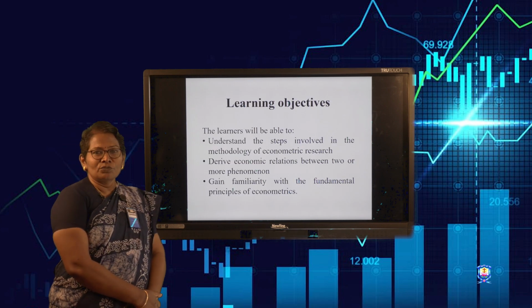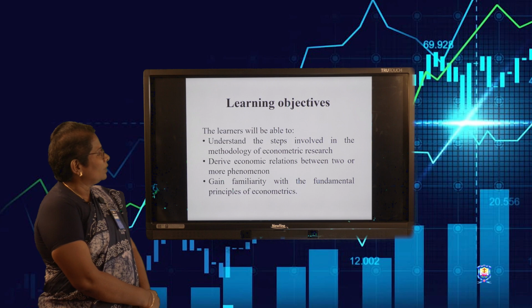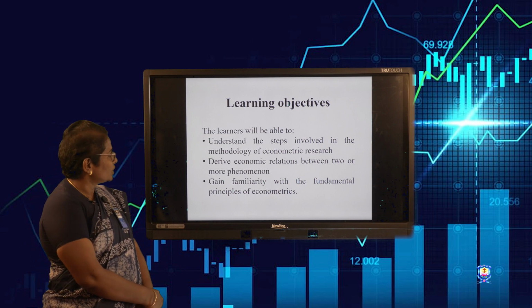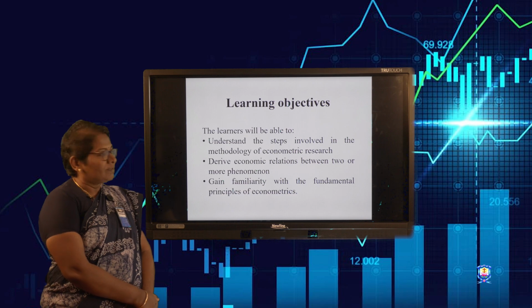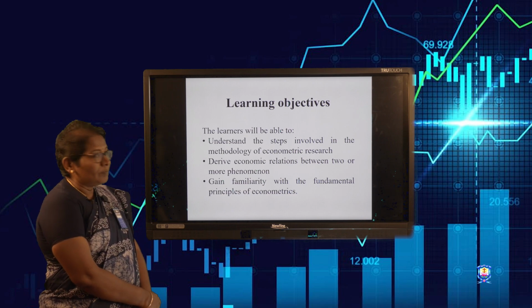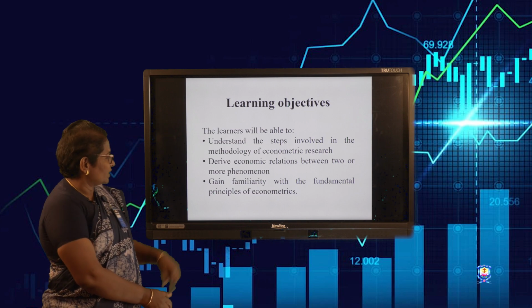The learning objectives of this video session: through this video lesson, the learners will be able to understand the steps involved in the methodology of econometric research. The learners will be able to derive economic relations between two or more phenomena. They will be able to gain familiarity with the fundamental principles of econometrics.